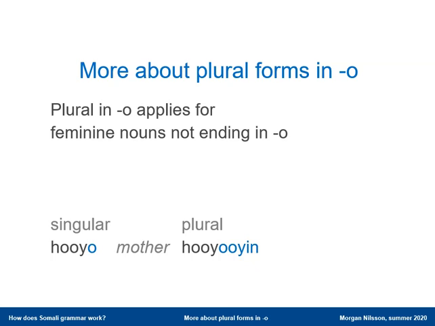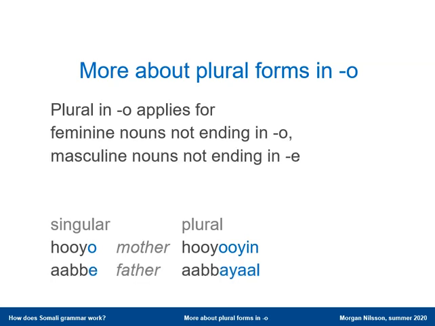And feminine nouns that already in the singular end in o do not take this plural ending o. Instead, they take the plural ending oyin. So we have, for example, hoyo, hoyoyin. So that is one type that does not end in o in the plural.